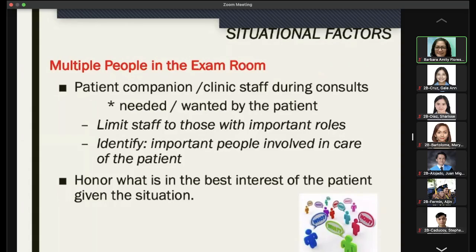Among family members or among those with the patient, it is important to identify the important people involved in the care of the patient, the significant people in the life of the patient. Always honor what is in the best interest of the patient given the situation.